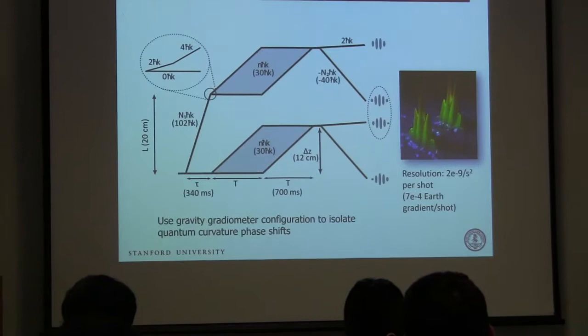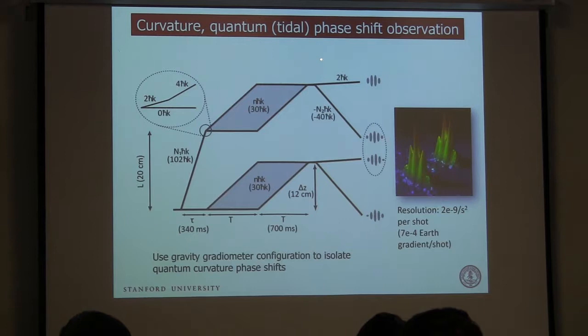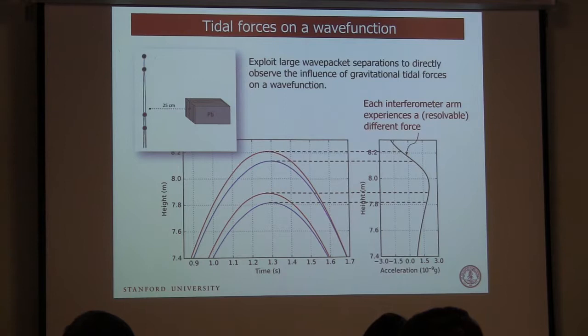This looks like that, but the physics is different now. This loop up here is not measuring the uniform acceleration due to gravity. It's measuring the difference in acceleration between this arm and that arm. So what we designed this apparatus to do is to sense the difference in gradient between this region and that; you see this is the acceleration due to gravity from the brick.